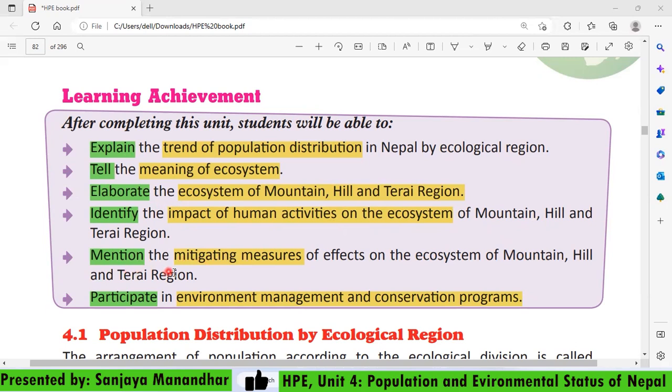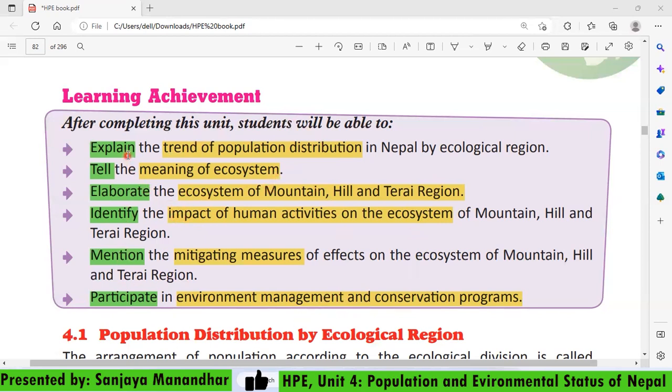Similarly, we have to mention the mitigating measures of effects on the ecosystem of mountain, hills, and Tarai region. So these are the impacts; how can we mitigate them? How can we control them? We must be able to mention them, meaning write them or list them. Lastly, we have to participate in environment management and conservation programs. How can we manage the environment? How can we participate in management or conservation of the environment? So these things we will learn.